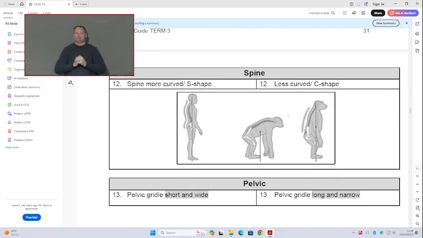Then when we look at the spine, our spine, it is more curved or it is S-shaped. Rather, we use this one, S-shaped. This one, learners would write curved and they would not remember the more. So rather write S-shaped, should there be a question on the spine. So our spine is S-shaped, whereas the spine of other primates, it is C-shaped.